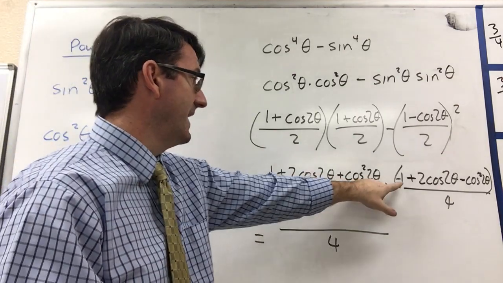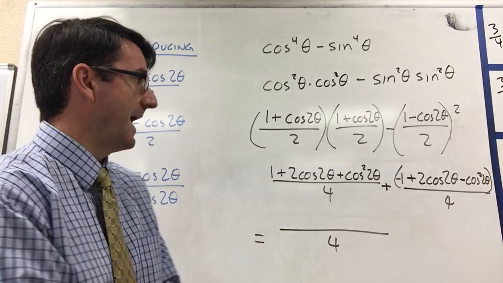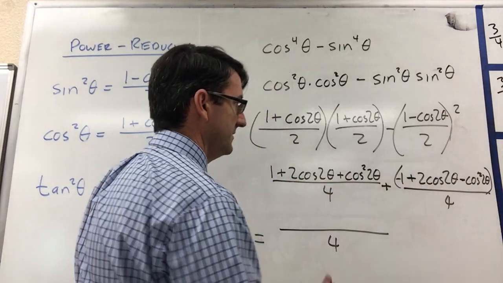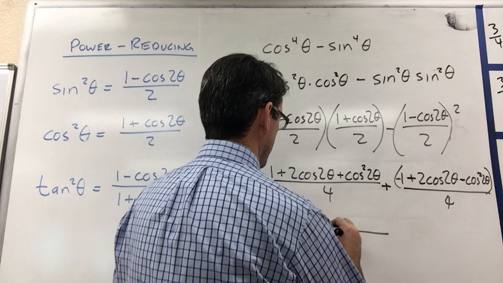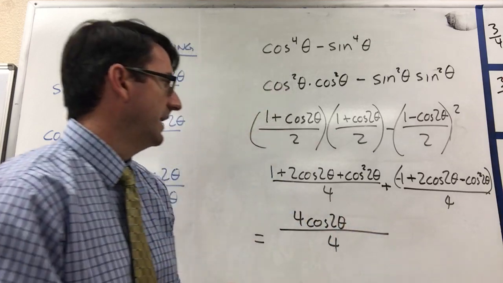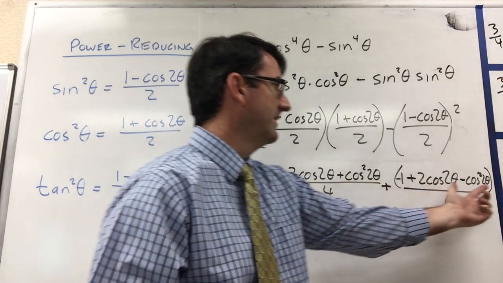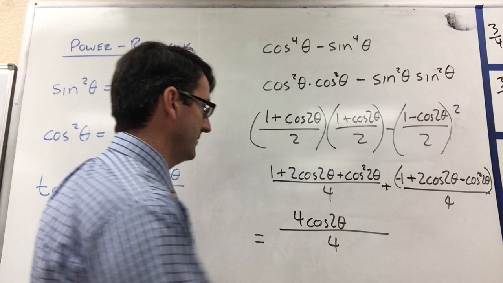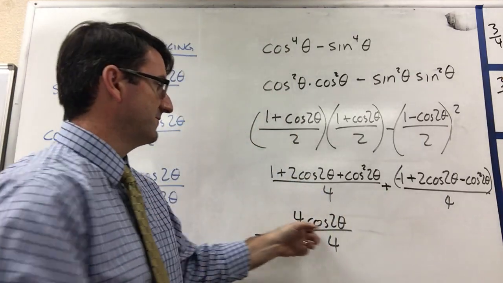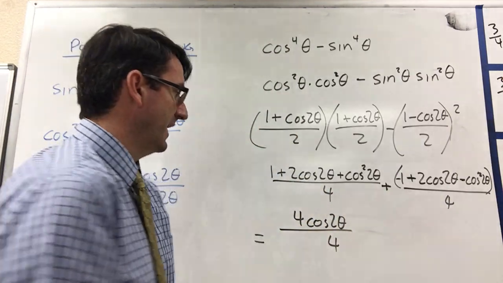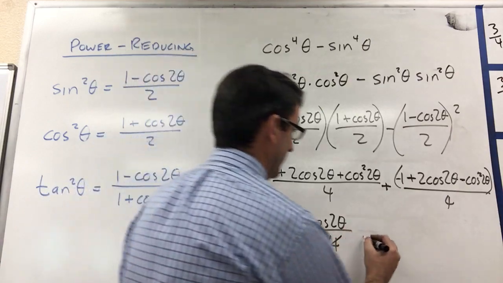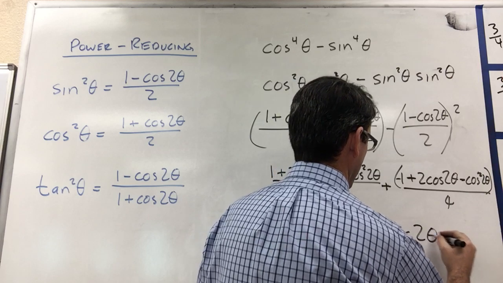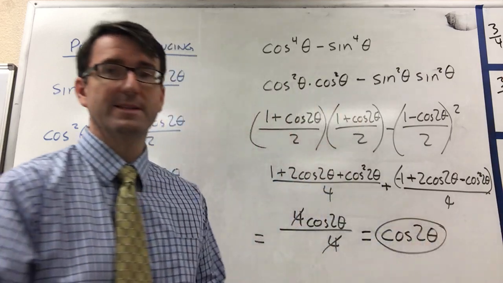So we're going to have 1 and negative 1. Those are going to just add to 0. 2 cosine of 2 theta plus 2 cosine of 2 theta is 4 cosine of 2 theta. And then cosine squared of 2 theta minus cosine squared of 2 theta, those are going to add to 0 as well. So we're left with just 4 cosine of 2 theta over 4. And notice that these 4s will divide to 1. And so this whole thing just simplifies down to cosine of 2 theta. And that's going to be our answer.